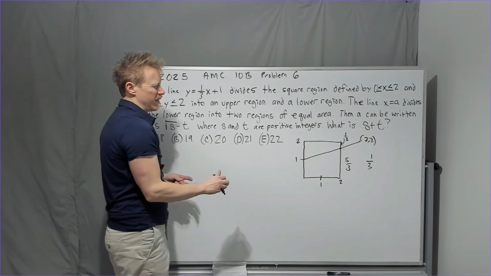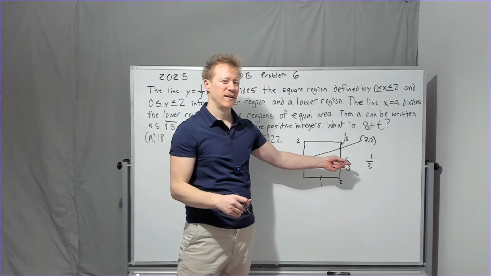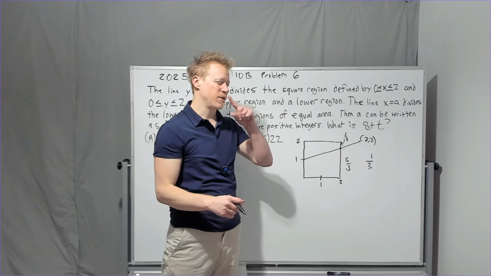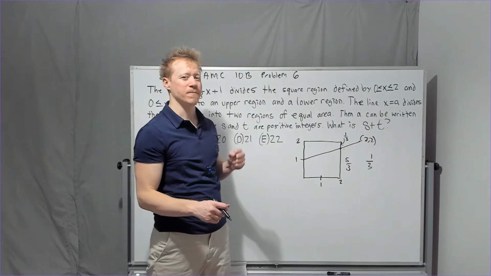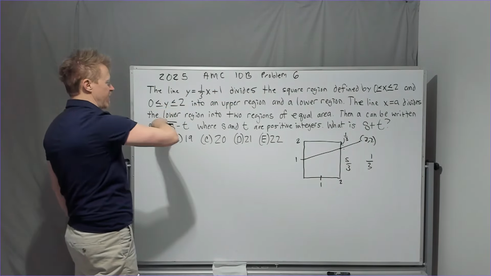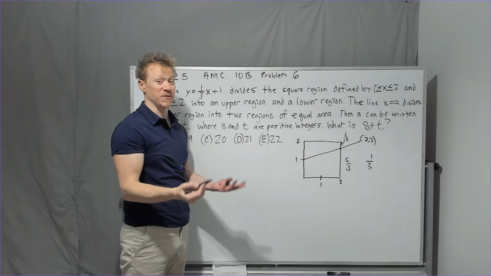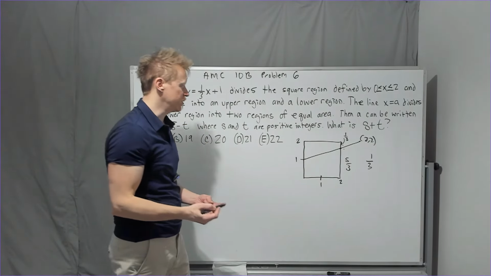By the way, we're kind of doing coordinate geo here. I wonder if that's a precursor to things to come in this contest. We'll have to wait and see. The line x equals a divides the lower region into 2 regions of equal area. Pause, let's find another significant conclusion.